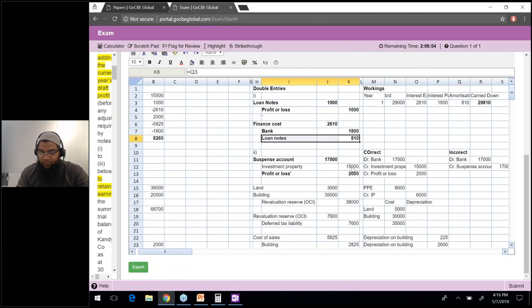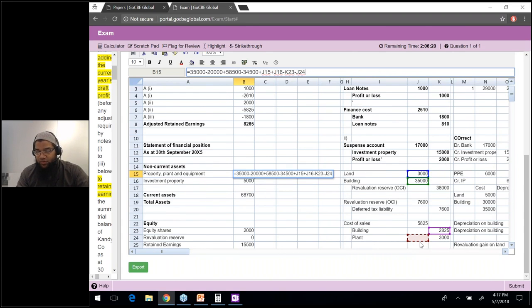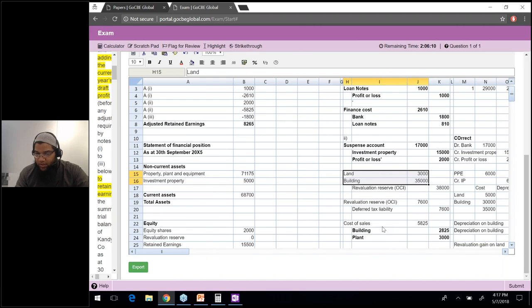Now we have to incorporate the investment property minus 15,000. So let's move on to the investment property, write equals to so that the calculator basically starts, and then minus 15,000. So the investment property is basically 5,000, and then we have to debit the land by 5,000. So plus the 3,000 land debit, plus 35,000 building debit, minus 2,825 for the depreciation of building and minus 3,000 for the depreciation of plant. So we have incorporated these two values. And that's it. We had already incorporated the cost of sales over here, 5,825.